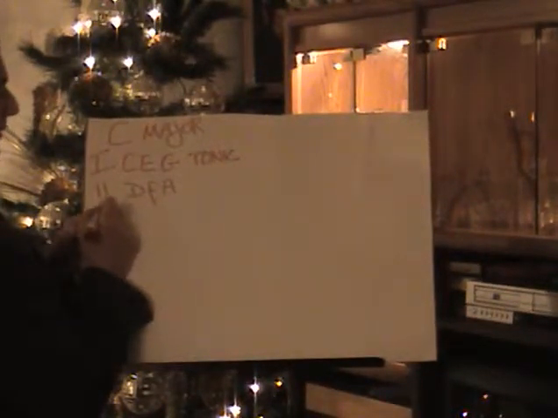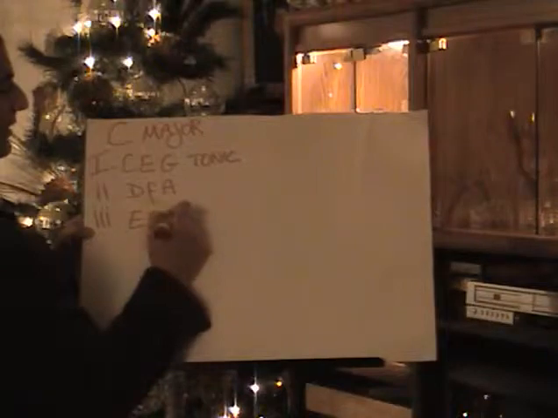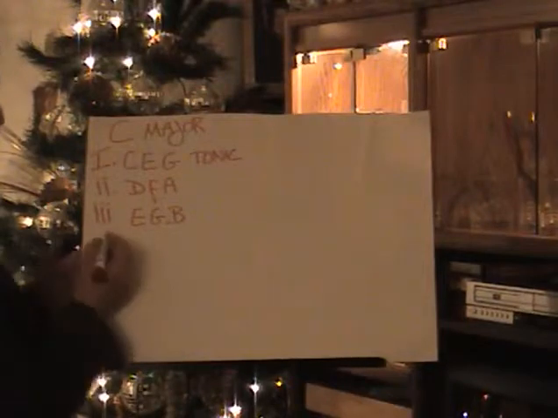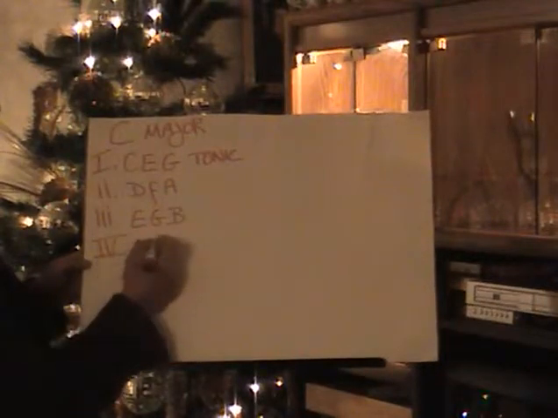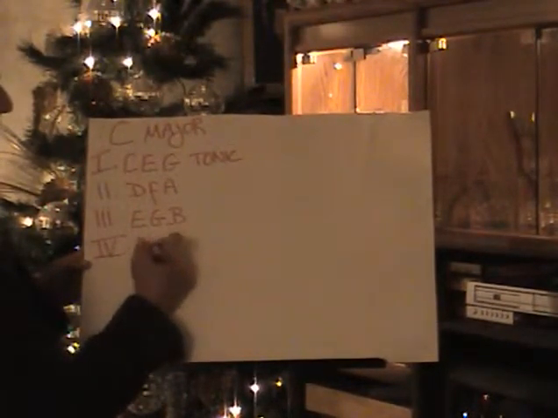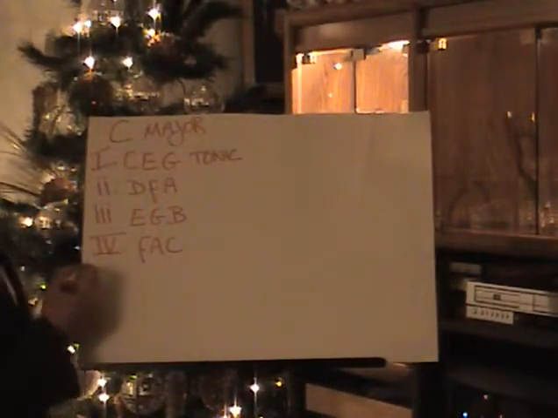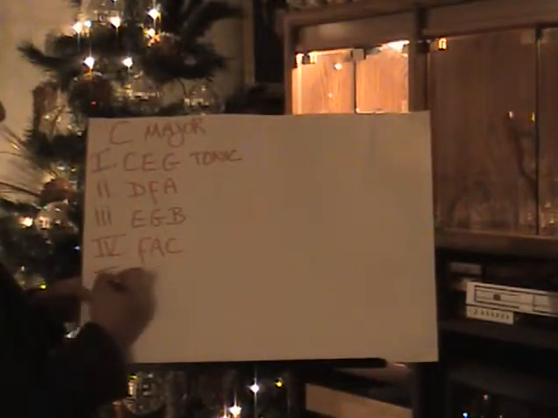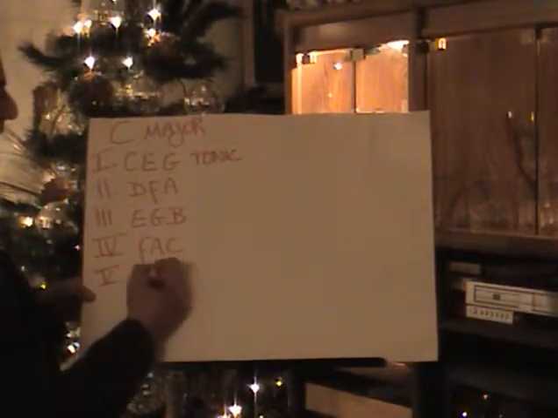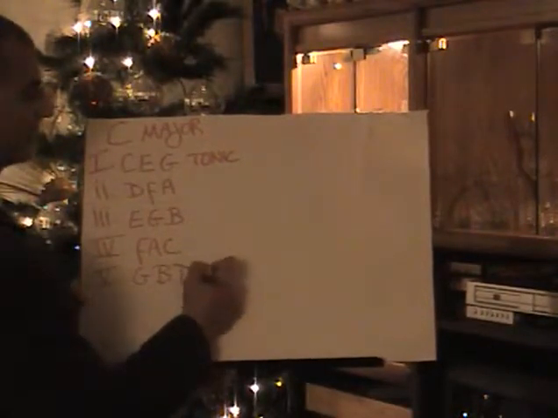Chord number 3, E, G, and B is the mediant, E minor. Chord number 4, F, A, C is F major, also known as the subdominant. Chord number 5, G, B, and D, G major is the dominant.